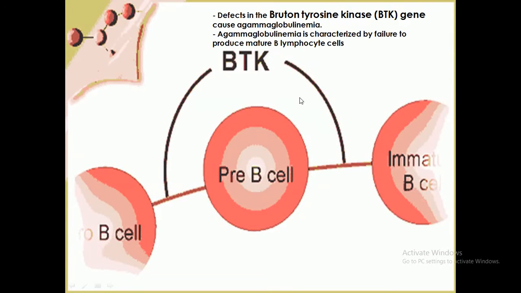So there is a defect in the Bruton tyrosine kinase enzyme, which is responsible for the maturation of progenitor B cell to precursor B cell and to immature B cell. So there is a defect in the Bruton tyrosine kinase enzyme.